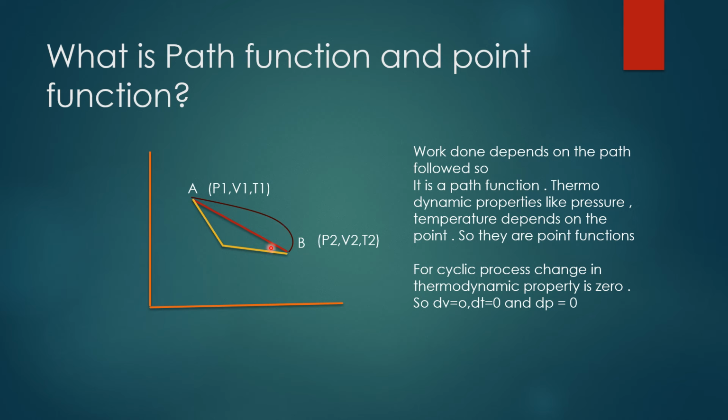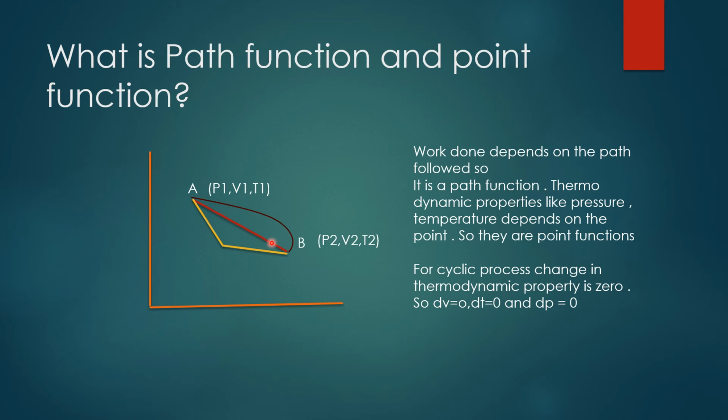So each path, each route that you take may not consume the same petrol. When you take the longest path, you will have a high petrol consumption. When you take the shortest path, you will have a lesser petrol consumption. So this petrol consumption is proportional to your work done. So when you take the longest path, your work done is higher. When you take the shortest path, your work done is lower. That is, your petrol consumption is lower.